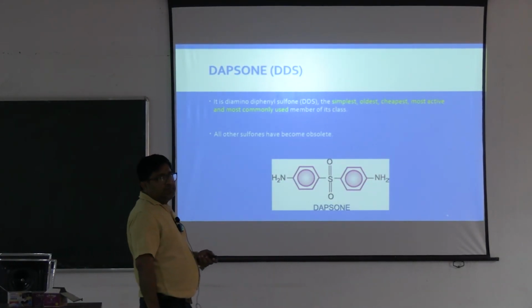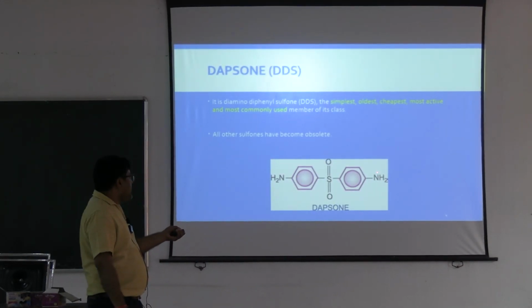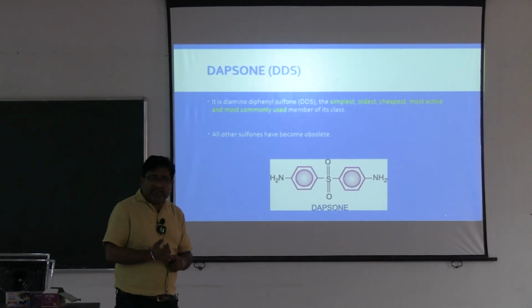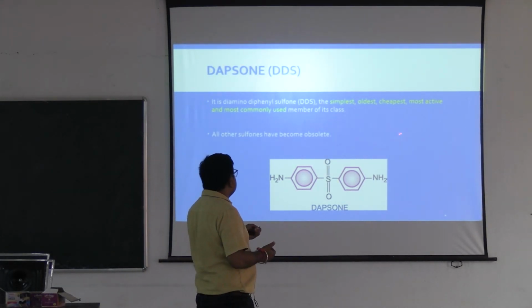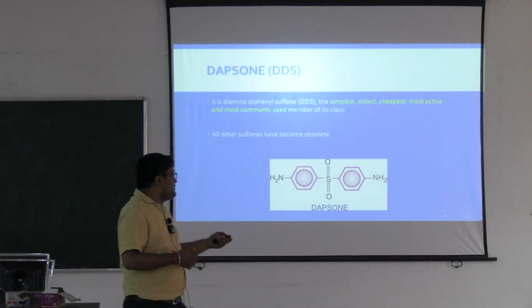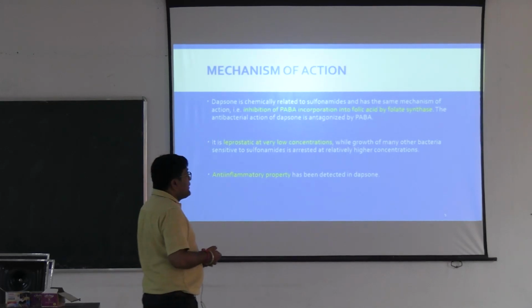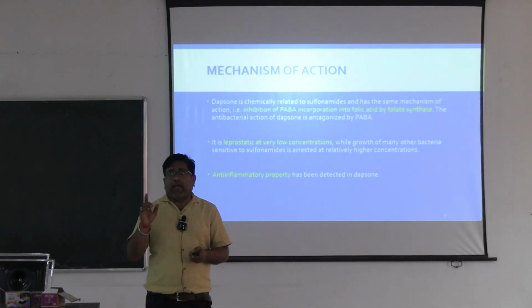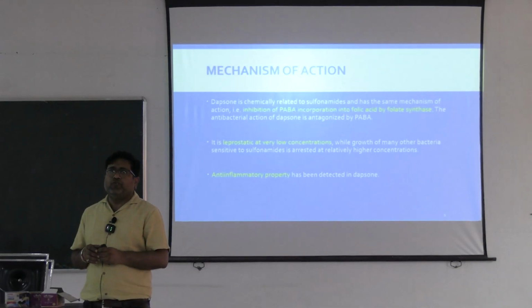Coming to Dapsone, the structure is basically a diamino diphenyl sulfone. So, this is a sulfone ring. It is the simplest, oldest, most commonly used and most active member of its class. And the other members of the sulfone class are obsolete now. Now, how does Dapsone act? Mechanism of action of Dapsone.